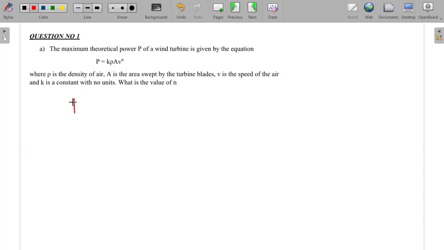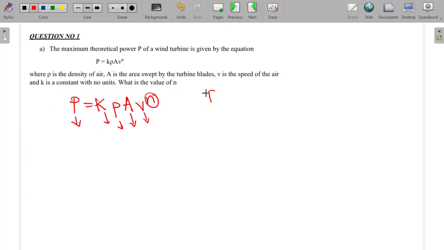So they've given us this equation to say P is equal to K rho A V to the power N like this, where we have P as the power. We have the dimensionless constant here. We have rho, which is the density. We have area that is swept by the blade. Then we have velocity here, which is raised to the power N. Okay, so what are we going to do first? The first thing that we're supposed to do is establish the units, but most importantly, the dimensions of each of these particular physical quantities that have been given here.